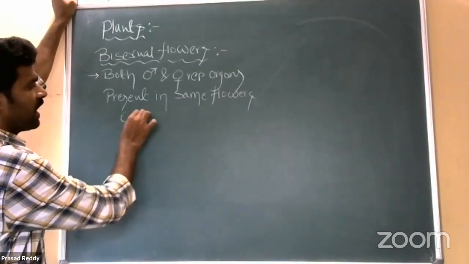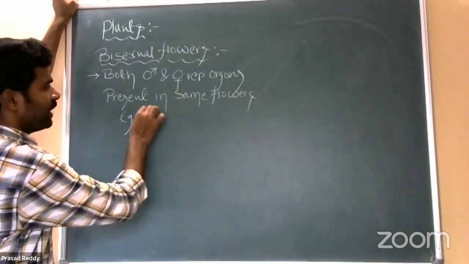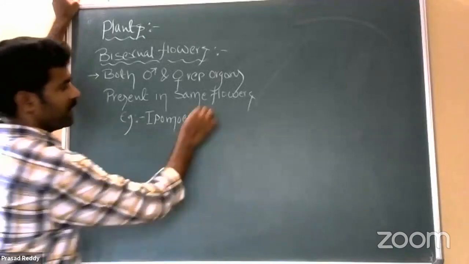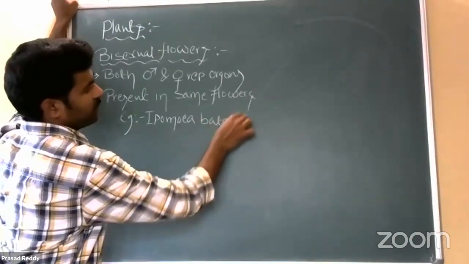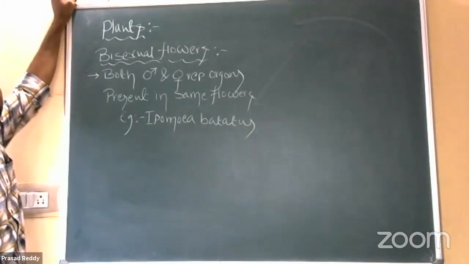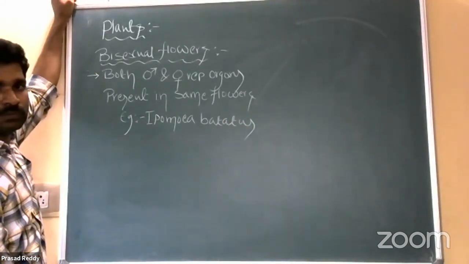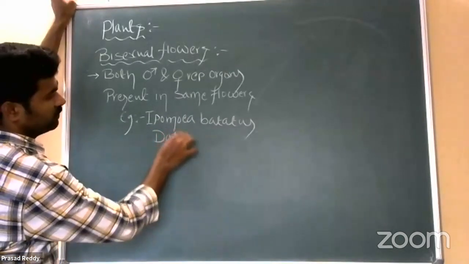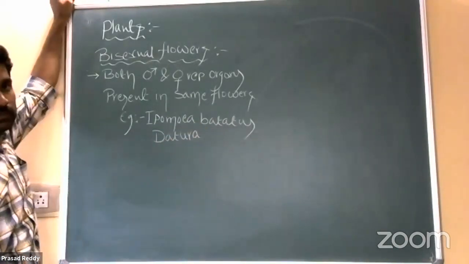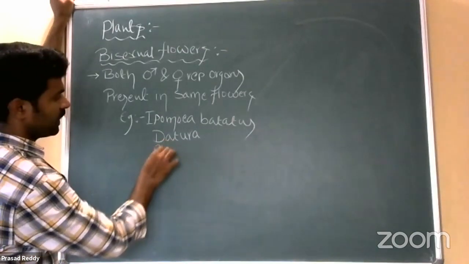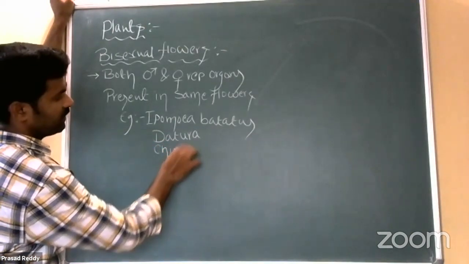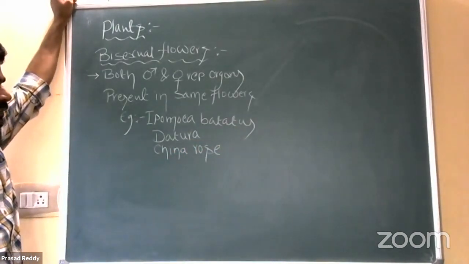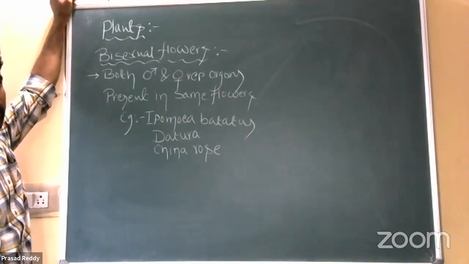Example for this is Ipomoea batatas. So what is Ipomoea? Ipomoea batatas, sweet potato, simply. Then the second one, China rose, scientific name Hibiscus rosa-sinensis. Then Datura, Datura metel, thorn apple.